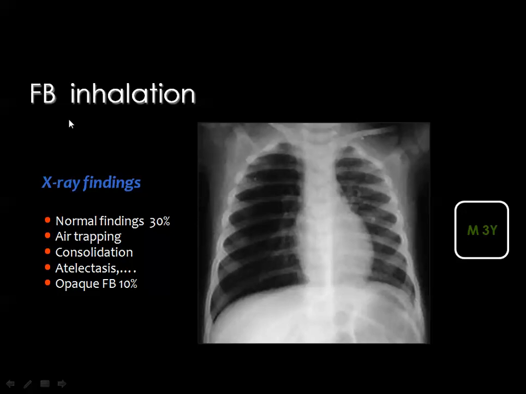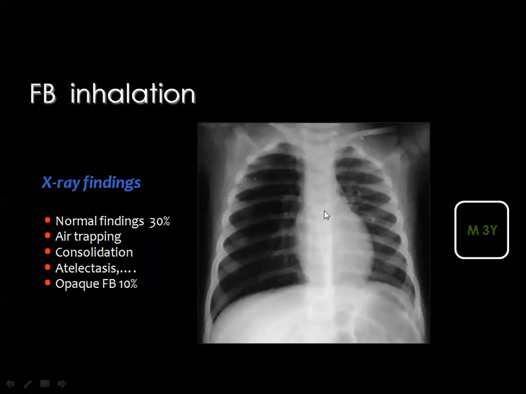But these are the X-ray findings in a patient suspected to have foreign body inhalation. In about 30% of the cases, you get normal findings. You cannot see any abnormality in spite of the presence of the foreign body. And air trapping is one of the common manifestations on chest X-ray, where you see hyperinflation of a lung compared to the opposite lung. And usually the hyperinflated lung is on the right side, because you know that the right main bronchus is more in line with the trachea, so the inhaled foreign bodies usually go to the right side.